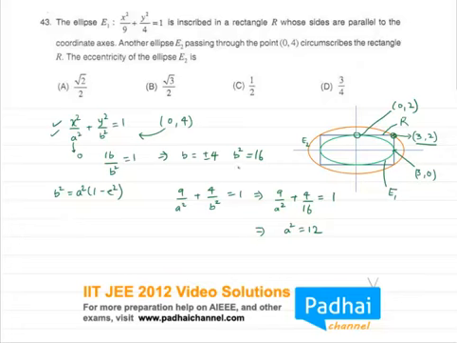Now we know the value of b, and we know the value of a. We just need to put these in this equation, and we'll get the value of eccentricity very easily. So e square will be equal to 1 by 4, and that implies e will be half. So you can see this was again a very easy problem that came in the exam, and nothing much was required to be done in the question.